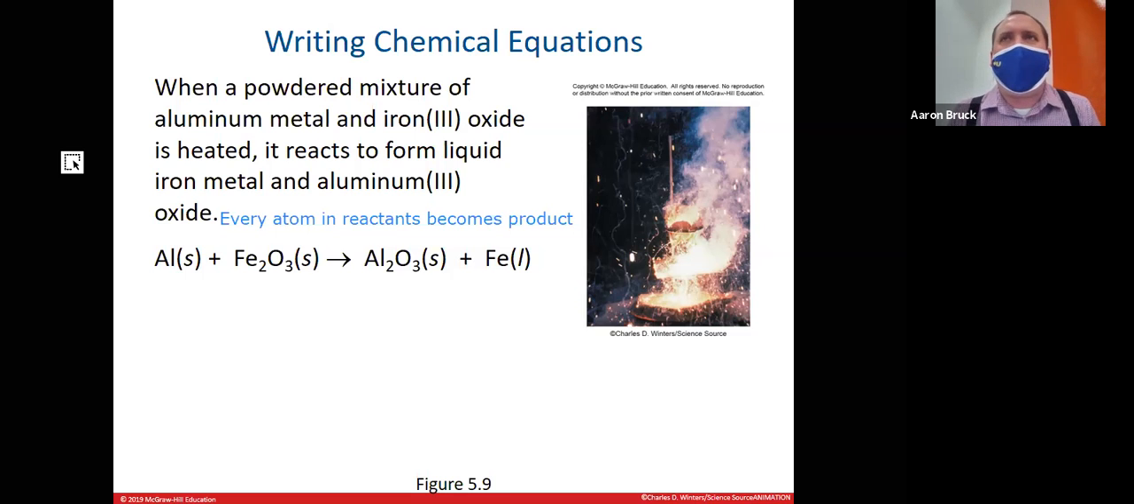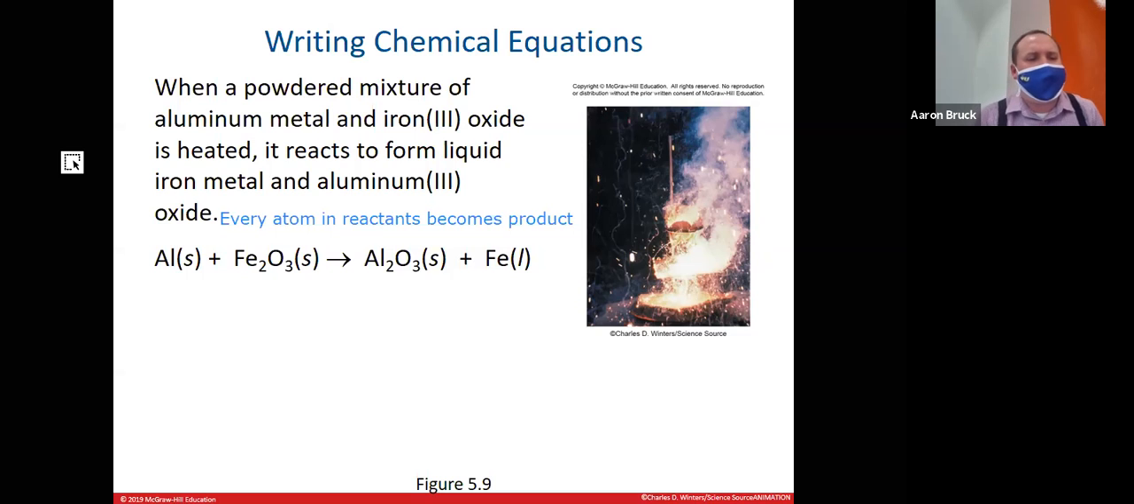This particular reaction is very common in certain industries. Probably the most common application of this is in the railroad industry. If a railroad track develops a crack or otherwise is impassable in a place, the thermite reaction is used to generate molten iron to fill in the gap to repair the railroad track.